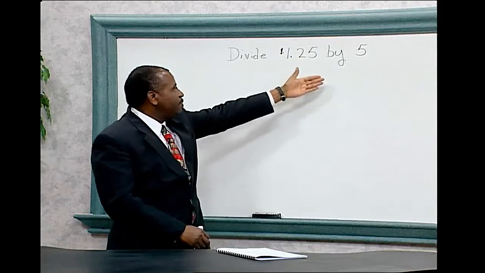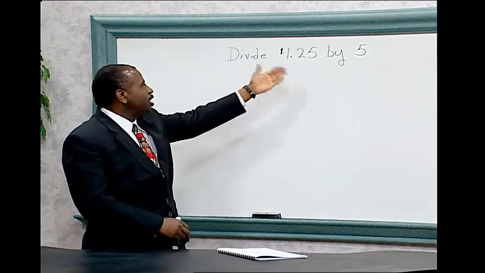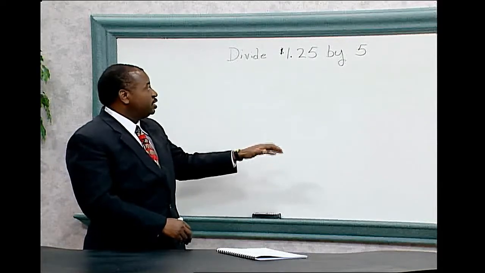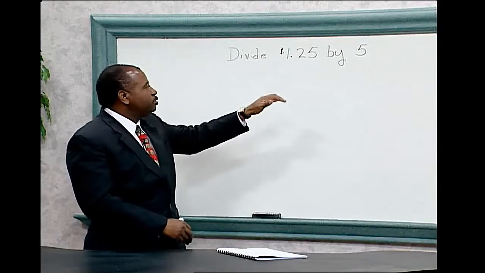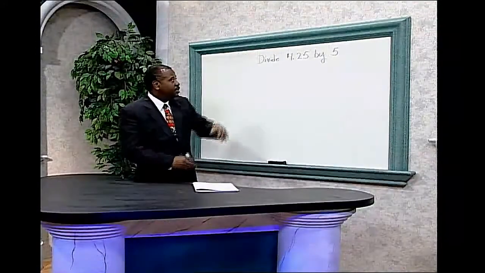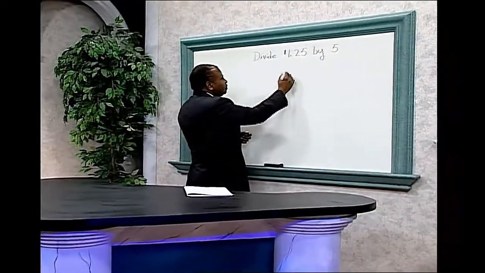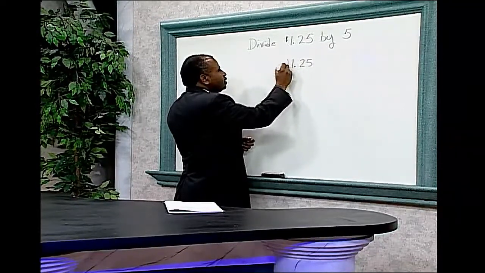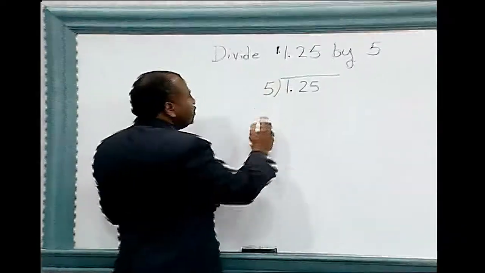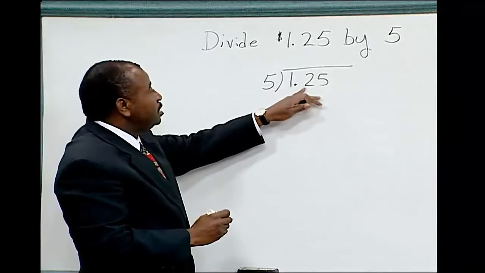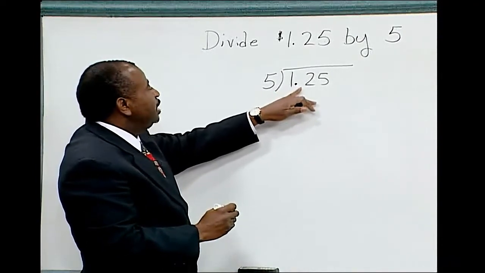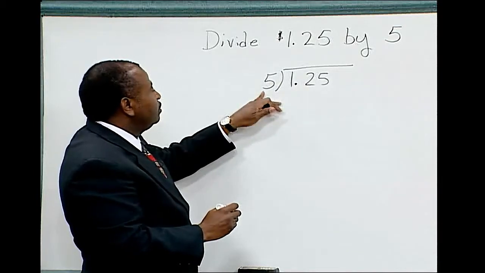Money example. Divide $1.25 by 5. Think mentally, $1.25 is equivalent to 5 quarters. If you divide it by 5, it would equal 25 cents. Now let's do it mathematically. $1.25 divided by 5. $1.25 is a decimal number. 5 is a whole number. So therefore, we're dividing a decimal number by a whole number.